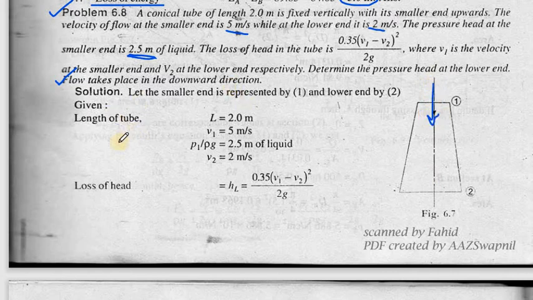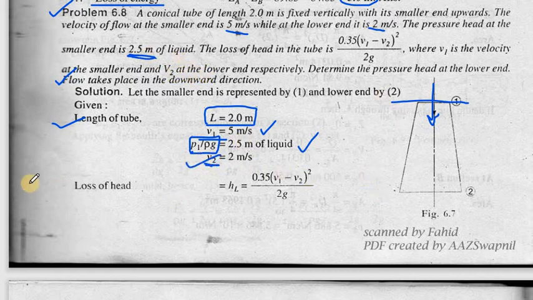So we'll first write all the given parameters. The total length of the tube is given in the question, that is 2 meter. The velocity at the first point is also given, which is 5 meter per second. And we have also got the pressure head value. Pressure head means P1 by rho g, that is 2.5 meter. This is the first given parameter at the first section: V1 is 5 meter per second and the pressure head at the first point is 2.5 meter. And now the velocity at the second point is also given, as 2 meter per second.